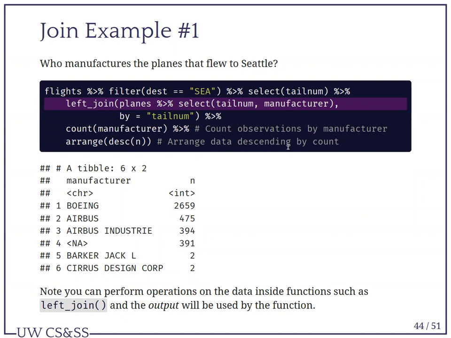And we'll get a table like this. It'll say Boeing made 2,000 of those planes, Airbus made 475, et cetera, et cetera. Note you can perform operations on the data inside the function of a left join, and the output will be used in the function. So here I took the planes data and I manipulated it right in here, just so I could append just the manufacturer column to the rest of this information.